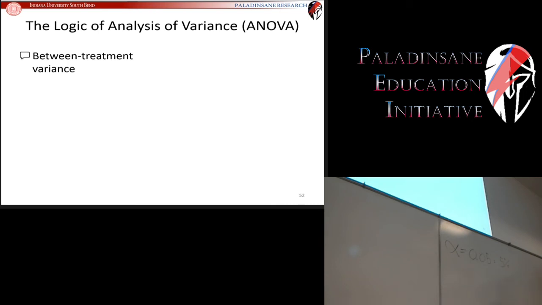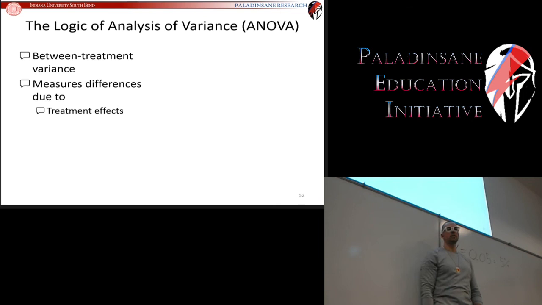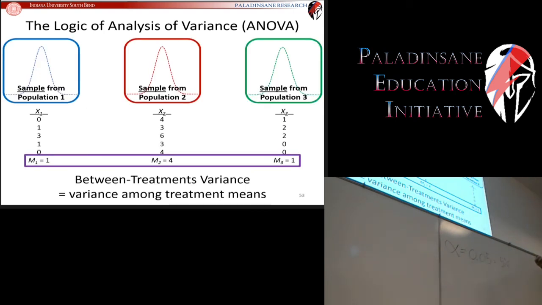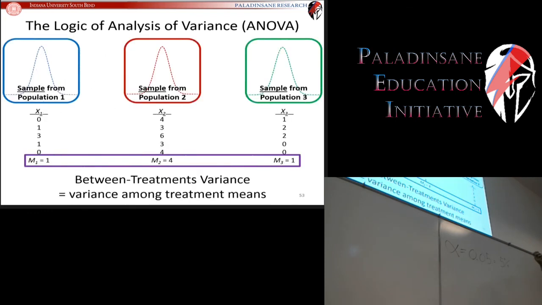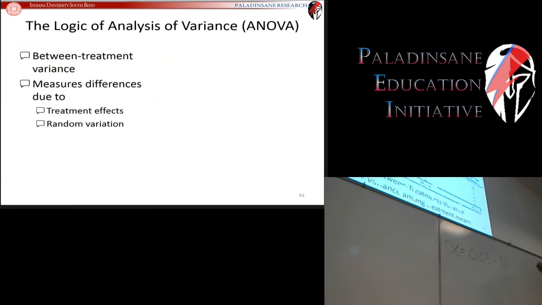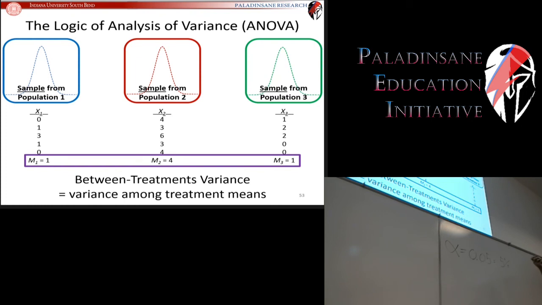By taking a look at where does this variance come from? Where does the variability come from? So we're going to start off with between treatment variance. Between treatment variance measures differences due to treatment effects, and it measures differences due to random variation. So when we find that there is a difference between the mean of sample 1 and the mean of sample 2, that could either be treatment effects, that population 1 is different from population 2. That could be one of the reasons that this mean is 1 and this mean is 4. But it can also contain random variation, right? So these people here are different from these people here. So maybe this difference also has an amount of random variation.